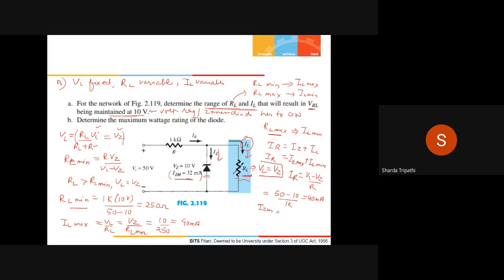And IZ max is already given to us in the question. This is equal to 32 milliamperes. So in that case, IL min will be equal to 40 milliamperes minus 32 milliamperes, which is 8 milliamperes. So now I have IL min, and if I have IL min, I can find out RL max from here. This will be equal to VZ divided by IL min. VZ is known, this is 10. IL min we just found out, this is 8 milliamperes. This is going to give me something like 1.25 kilo ohms.